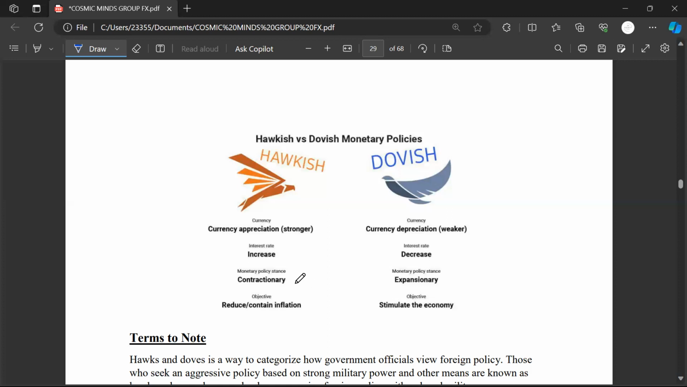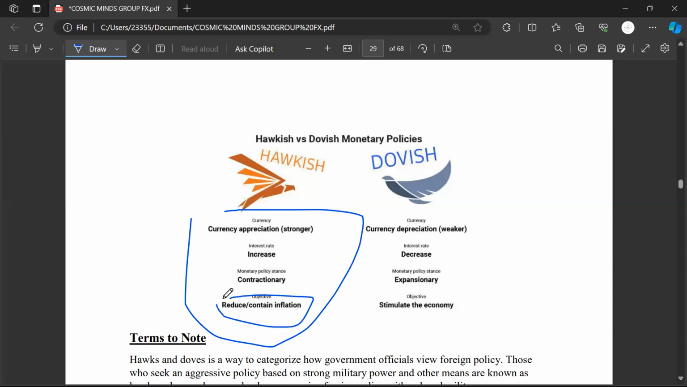So we understand it now. So these are the factors, right? And so they use this policy, and their objective is to bring down inflation, to reduce it, to contain it. So that is it. It's as simple as that. You look at them further.